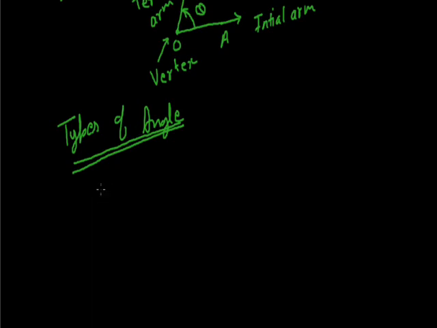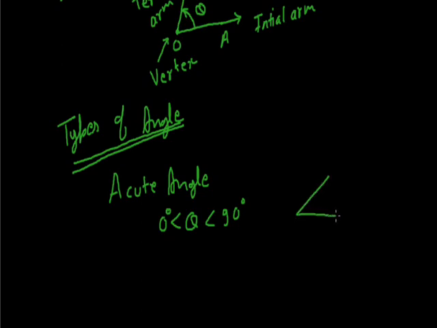The first angle that we discuss is the acute angle. An acute angle is an angle whose measure is greater than 0 but less than 90 degrees. This is a representation of an acute angle.